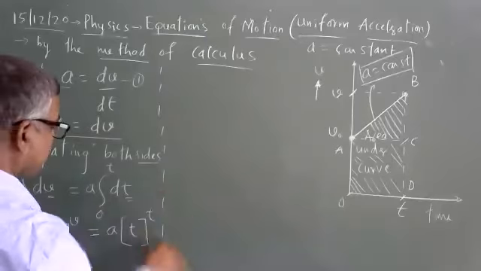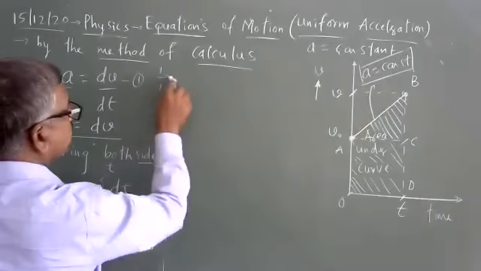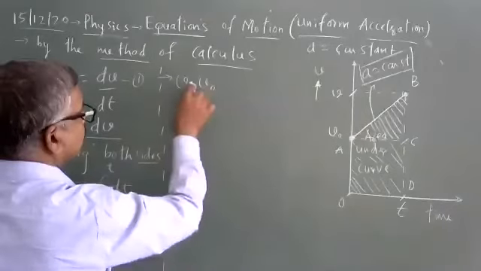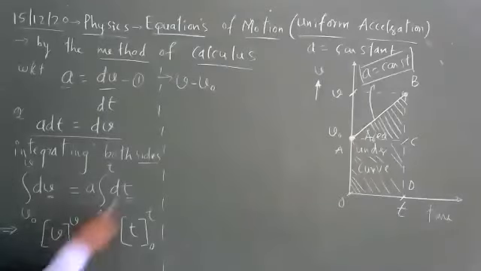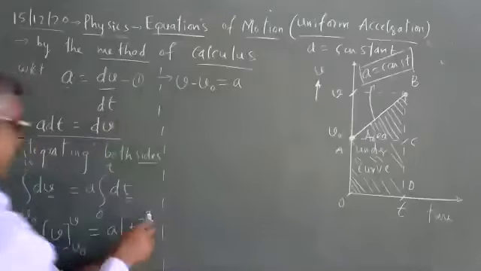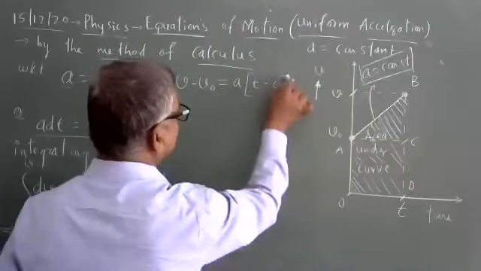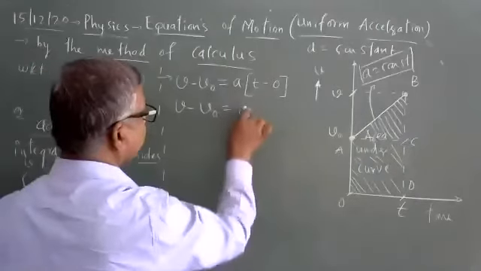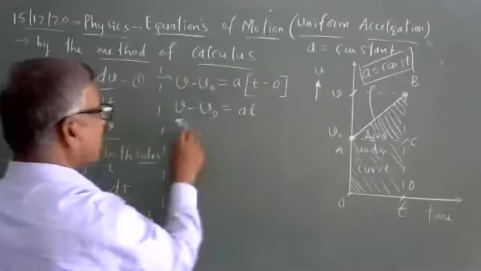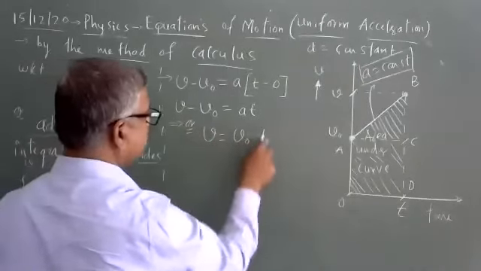What is the next step? This value I need to put into this relation: final velocity minus initial velocity. Whenever you have a lower limit and upper limit, first put the upper limit, then subtract the lower limit. That is equivalent to a times, again, time t minus 0, because the upper limit is t and the lower limit is 0. So inside the bracket it is t minus 0. Once you simplify, final velocity minus initial velocity equals a into t, since a into 0 is 0. After simplifying the final step, final velocity is equal to initial velocity plus at.